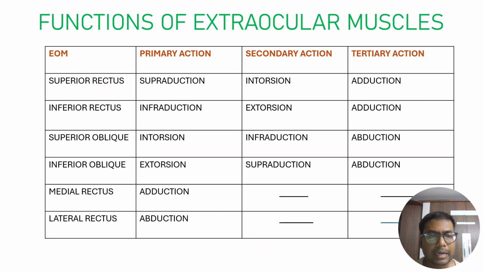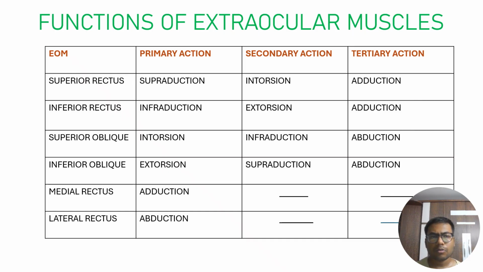Basically, the medial and lateral rectus have only primary action. There is no secondary and tertiary action. Medial rectus causes adduction, lateral rectus causes abduction. Adduction means movement of the eyes towards the nasal part, that is medial movement. And lateral movement is abduction. And for superior and inferior rectus and superior and inferior oblique, there are other functions, that is secondary and tertiary functions.